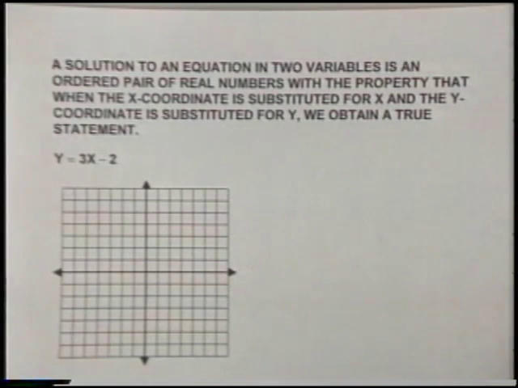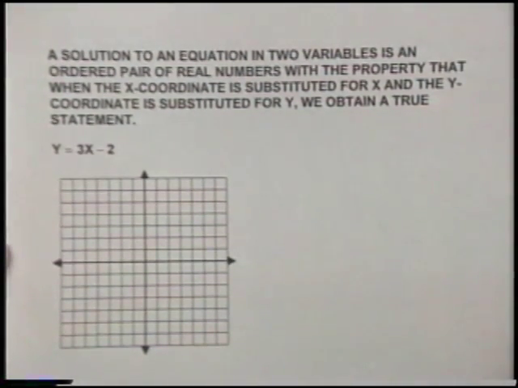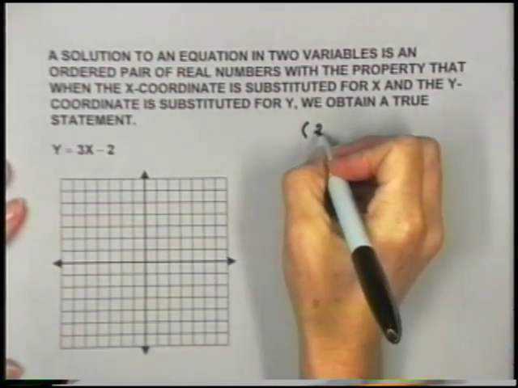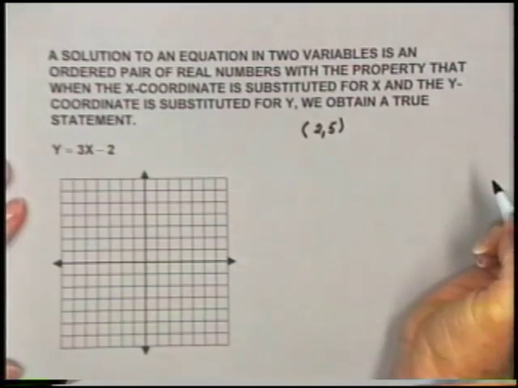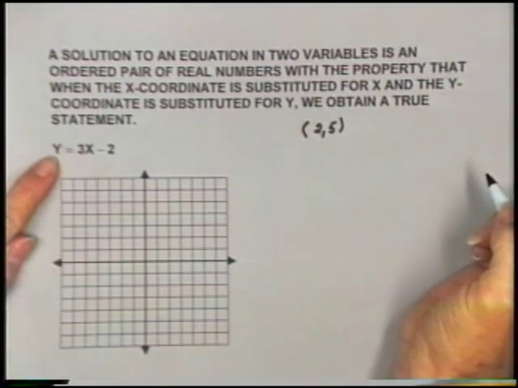A solution to an equation in two variables is an ordered pair of real numbers with the property that when the x-coordinate is substituted for x and the y-coordinate is substituted for y, we obtain a true statement. Now, let's just take a look at an ordered pair. Suppose I have the ordered pair (2, 5). Is this a solution to this equation right here?